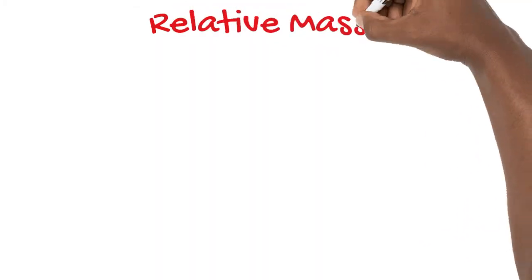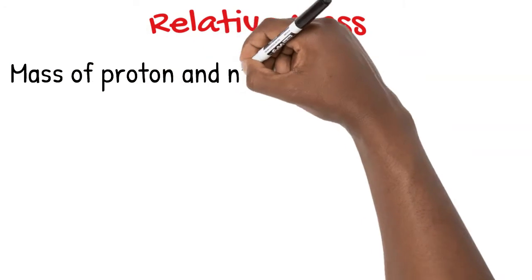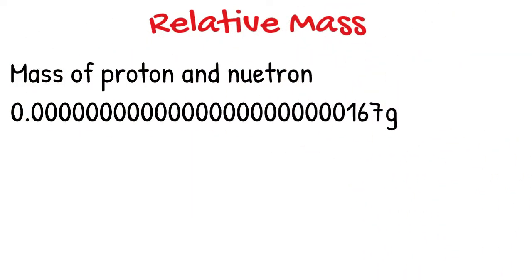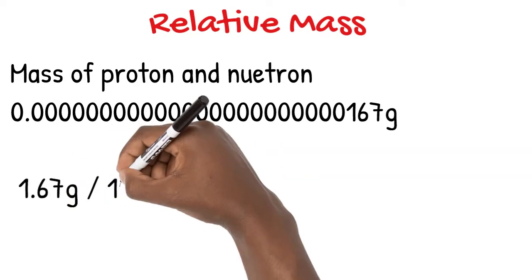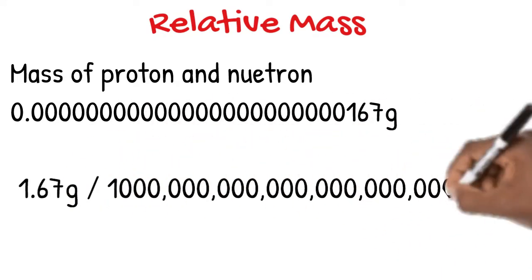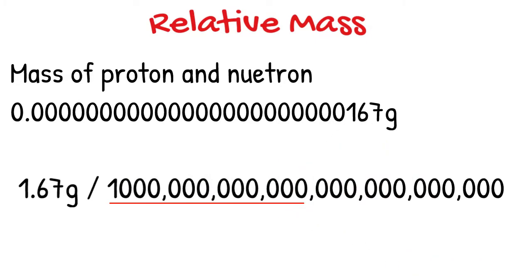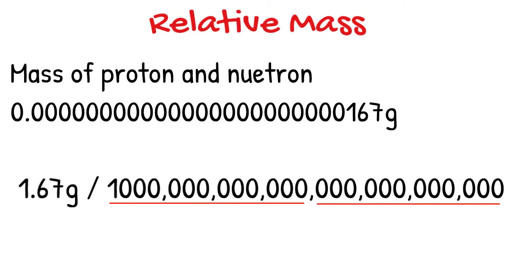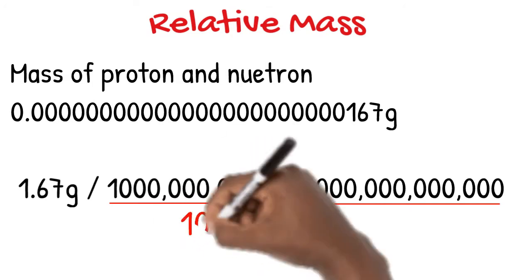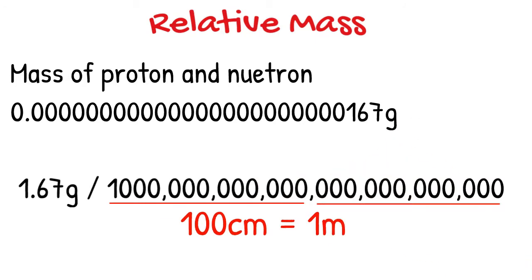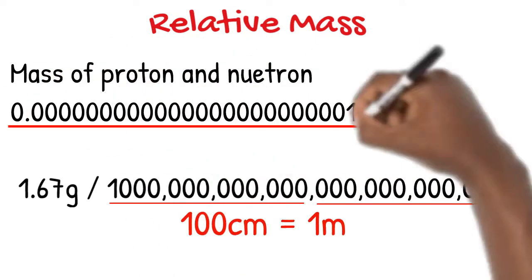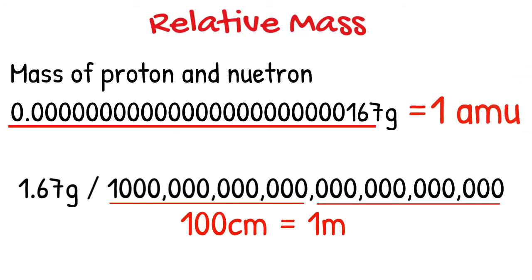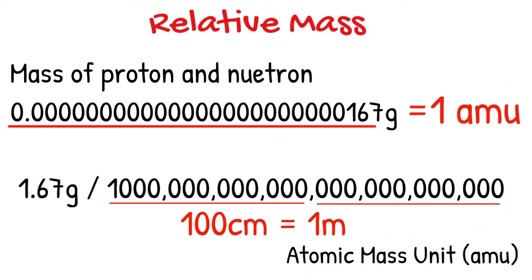So we've established how small the atom is, but how much do you think it will weigh? Well, the mass of protons and neutrons is this number. If you want to know how small that is, that's like taking 1.7 grams and dividing that by 1 trillion, then dividing it by 1 trillion again. Really light and very difficult to remember. But just like 100 centimeters equals 1 meter, scientists decided to call this number 1 AMU, which means atomic mass unit. And don't worry about what that means, just remember the number 1.